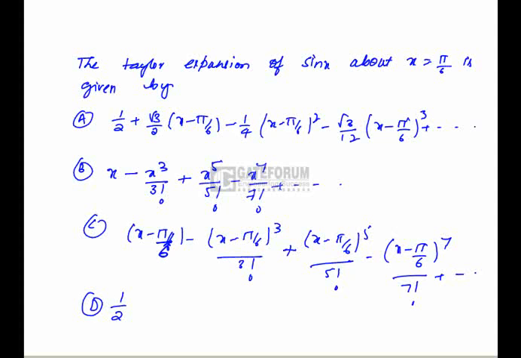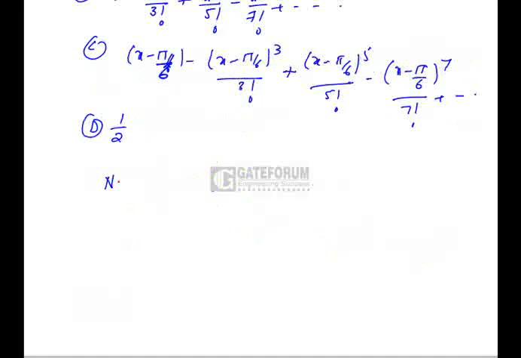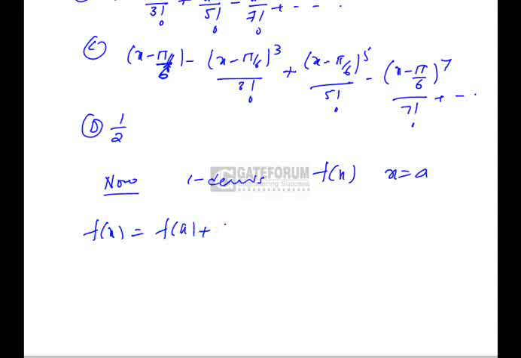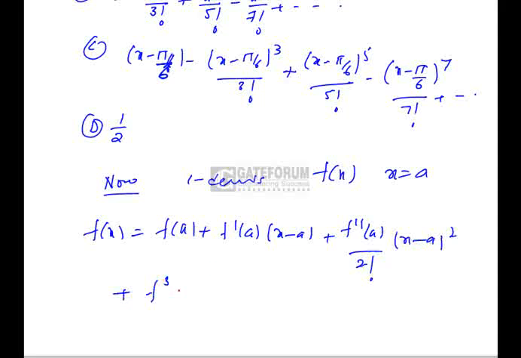Now in this problem, we have to find the Taylor expansion of sin x at x equals pi by 6. Taylor expansion in one dimension: if f of x is any function at x equals a, it is given by the formula f of x equals f of a plus f dash a into x minus a plus f double dash a by 2 factorial into x minus a whole square plus triple differentiation of f of a by 3 factorial into x minus a whole cube, and so on, up to the nth term, and so on.